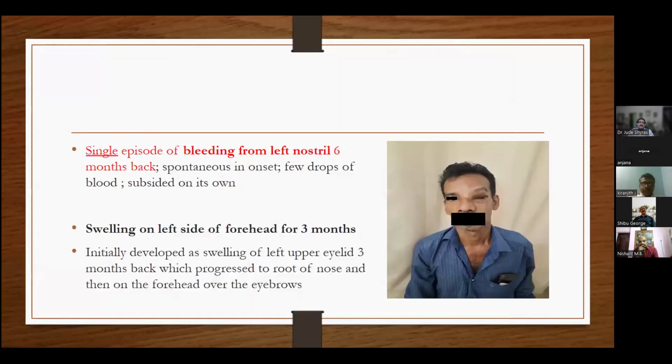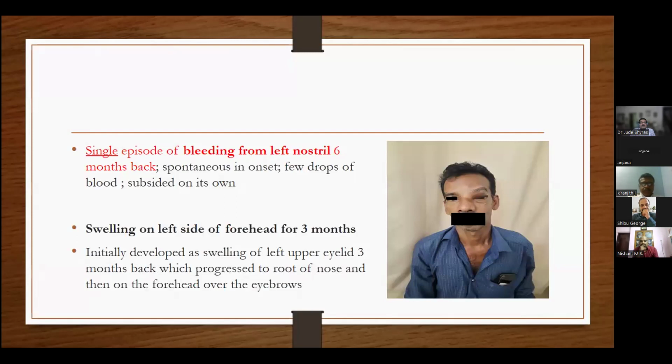So this was the mass in the left nostril. For 2 years he had nasal symptoms, and after 6 months he had a mass coming out of the nose. Is it? Yes, sir. After 6 months only, he noticed the mass coming out. Maybe it was there earlier, we don't know. Okay, agree. Yes.